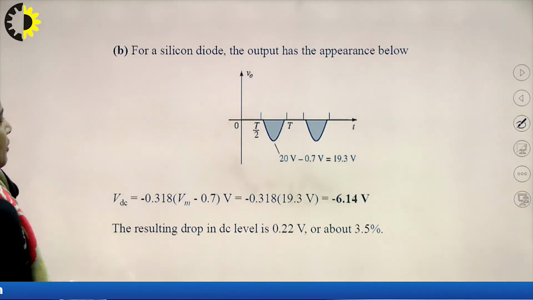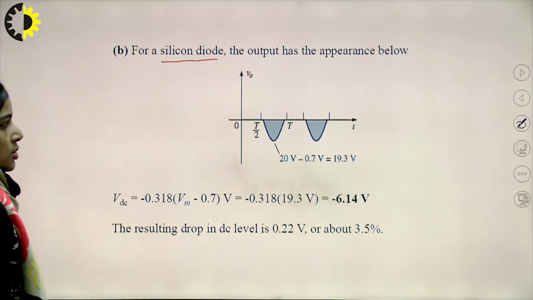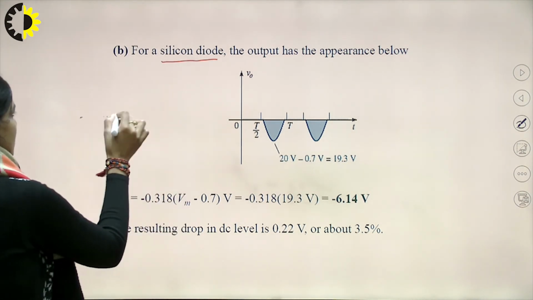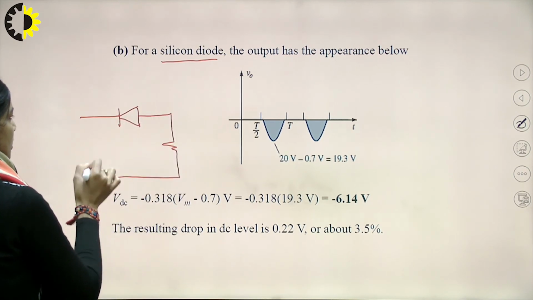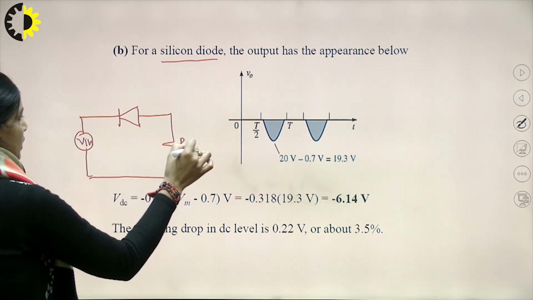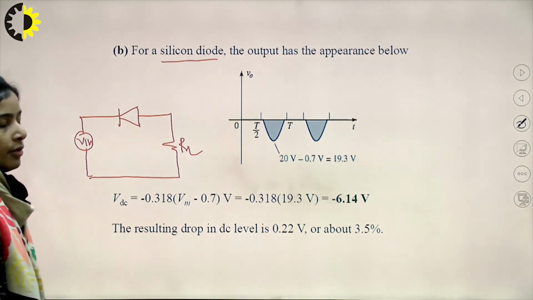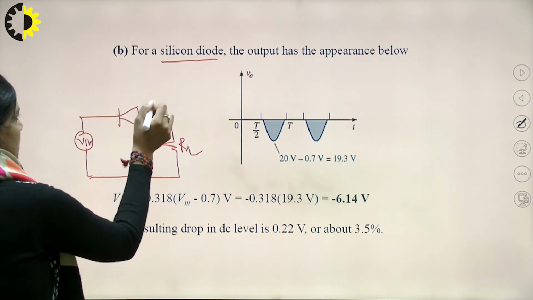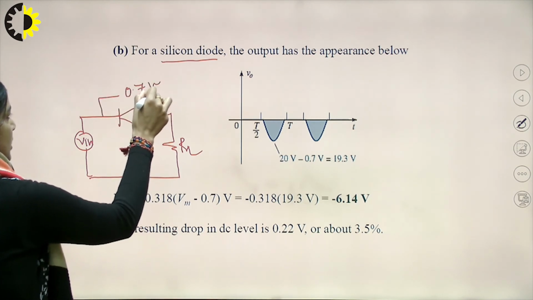What will happen if we take a silicon diode? When we take a silicon diode, the circuit was like this. This is V in. In the previous one we have not considered the drop across this. So, if we consider it is a diode, it is having a drop of 0.7 volts.